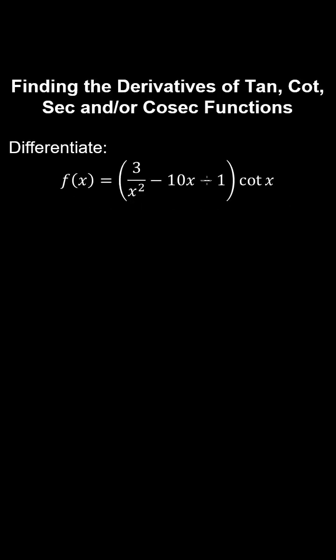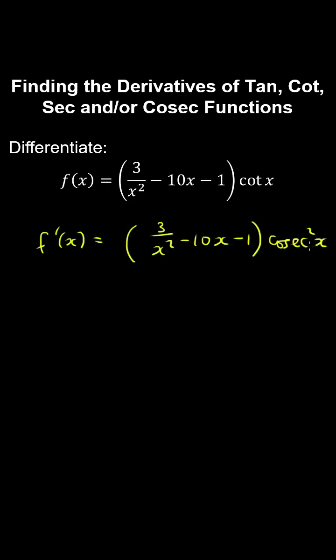Let's differentiate the product of two functions. So to do that, we'll apply the product rule. So keeping the first function in the brackets constant, and differentiating the second function, we get minus cosec squared x. And now we can differentiate the first function, so 3x to the minus 2 is minus 6x to the minus 3, or minus 6 on x cubed. And then we minus 10, and the 1 drops out, and we keep the second function constant.